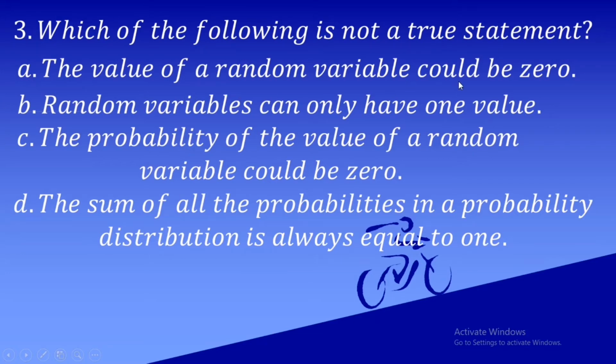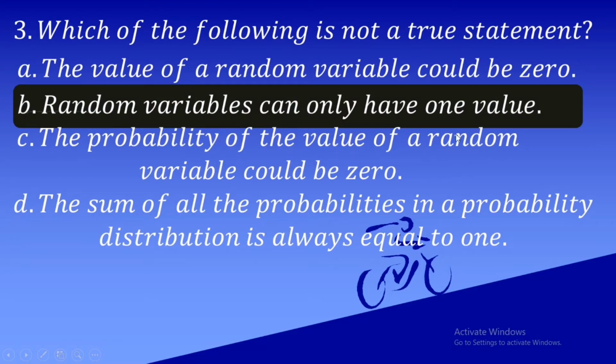So let us check the choices. A, that is true. The value of the random variable could be 0. Okay, tama yan. B, the random variable can only have one value. Okay, this is not true. The random variable can take more than one value. C, the probability of the value of the random variable could be 0. Okay, one of the properties of the probability distribution is that each probability must be from 0 to 1, and the sum is always equal to 1. So the statement here that is not true is B, a random variable can only have one value.